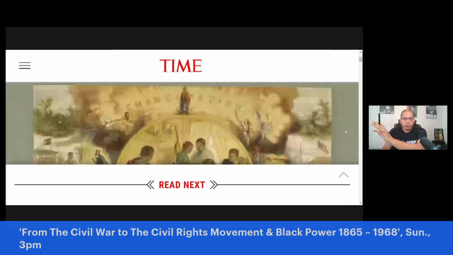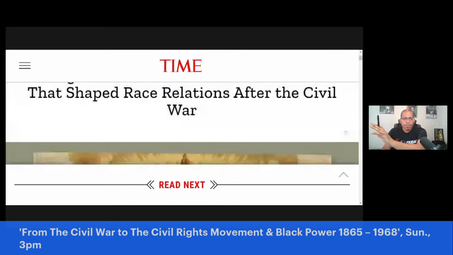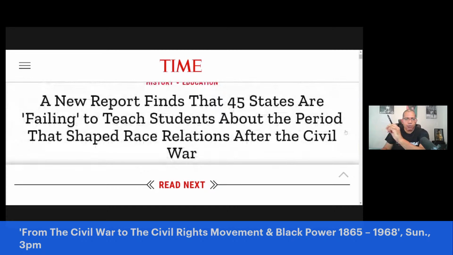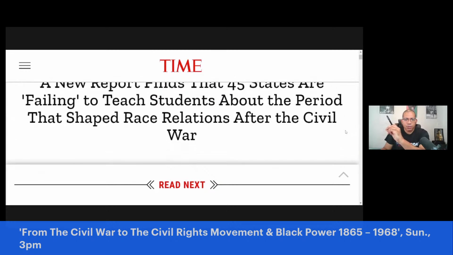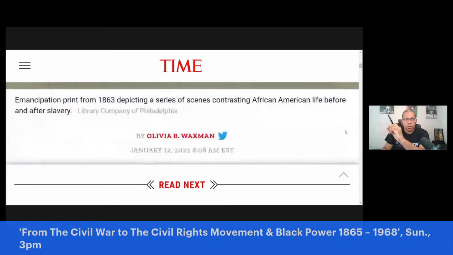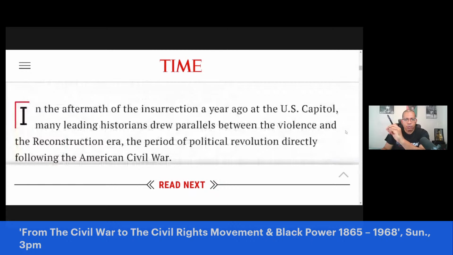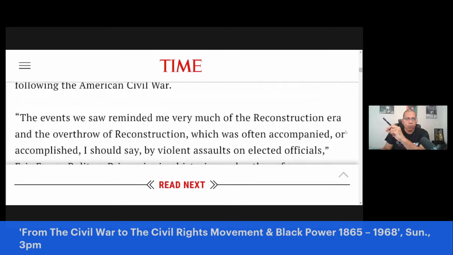This article here from June 12, 2022, from Time Magazine: a new report finds that 45 states are failing to teach students about the period that shaped race relations after the Civil War. Very quickly, it says, in the aftermath of the January 6, 2021 insurrection at the U.S. Capitol, many leading historians drew parallels between the violence in the Reconstruction era, the period of political revolution directly following the American Civil War.